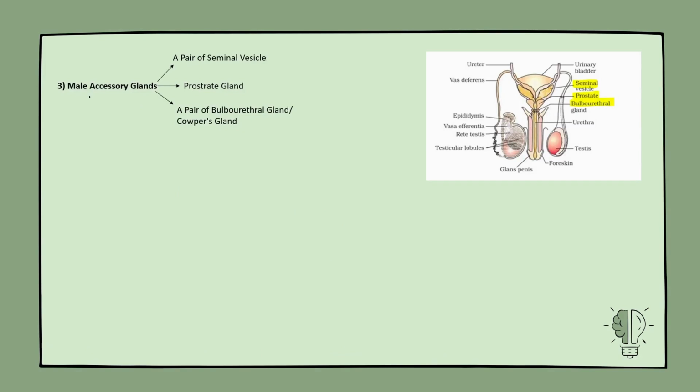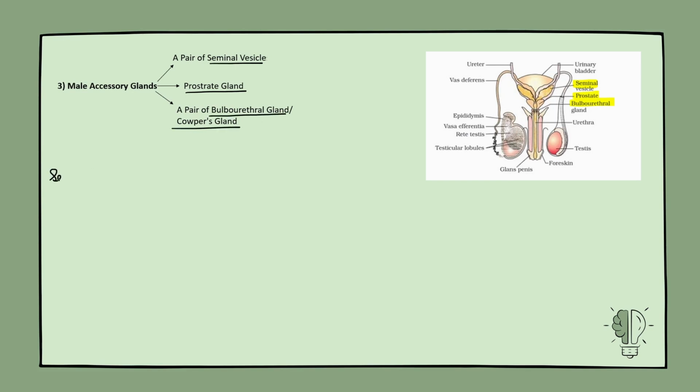So we've learned about the testis and the male accessory ducts, and now we're going to learn about the male accessory glands. The male accessory glands include a pair of seminal vesicles, the prostate gland, and a pair of bulbourethral glands, or Cowper's glands. So which are the accessory glands? Seminal vesicle, prostate gland, and bulbourethral gland or Cowper's gland.